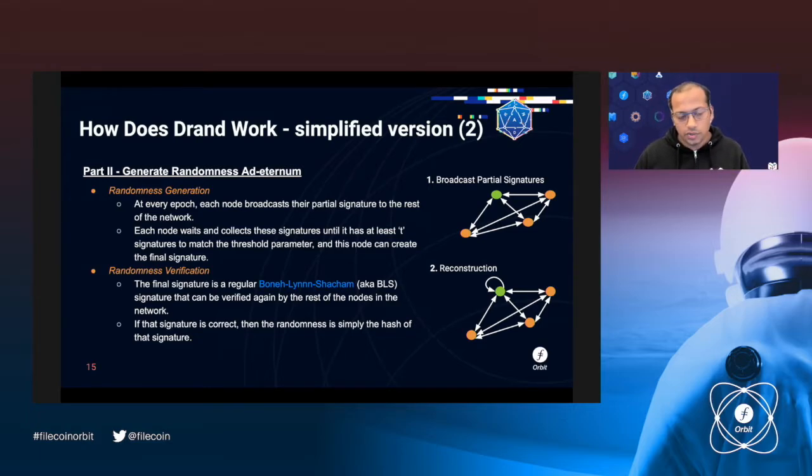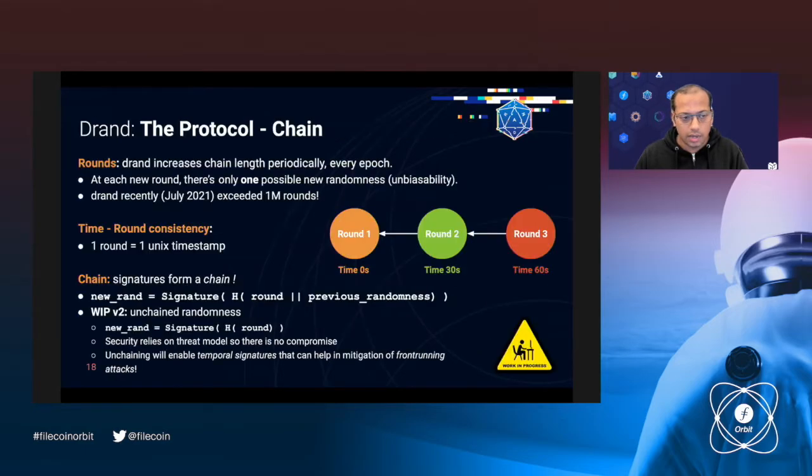So at every epoch, which is basically the expiration of a particular interval, in the case of Filecoin, that is 30 seconds, each node broadcasts its partial signature to the rest of the network. When I say the rest of the network, I mean at least a threshold T number of nodes need to receive the signatures. Each node amongst those T collects these signatures and then uses the BLS, the Boneh-Lynn-Shacham signature method, to verify that all the different partial signatures are valid. And if this signature is correct, then the randomness is simply the hash of that particular BLS signature. So it's a fairly simple and highly performant system.